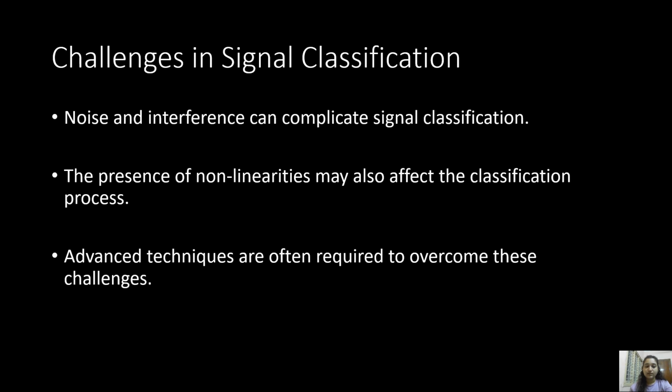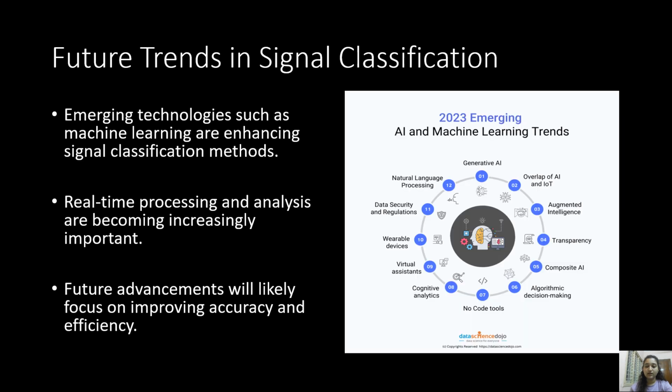Challenges in signal classification. Noise and interference can complicate the signal classification. The presence of nonlinearities may also affect the classification process. Advanced techniques are often required to overcome these challenges. Future trends in signal classification. Emerging technologies such as machine learning are enhancing signal classification methods. Real-time processing and analysis are becoming increasingly important. Future advancement will likely focus on improving the accuracy and the efficiency.